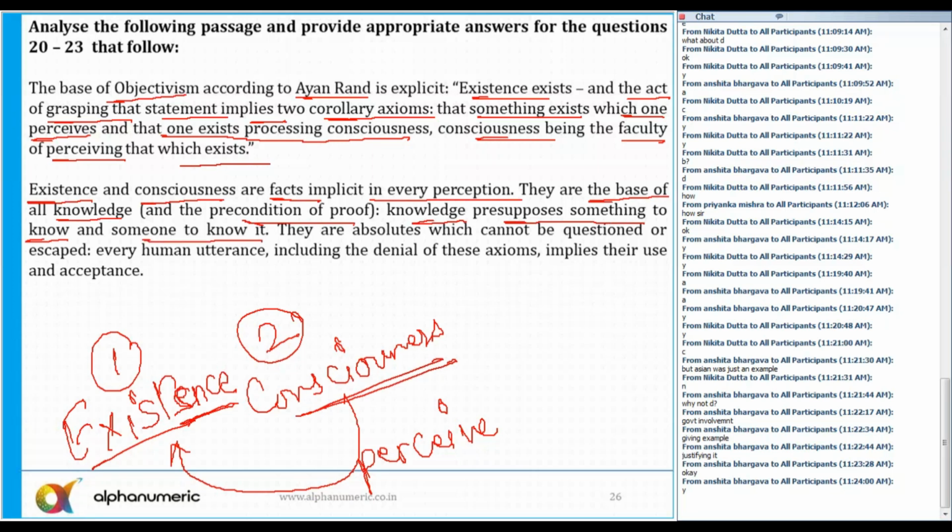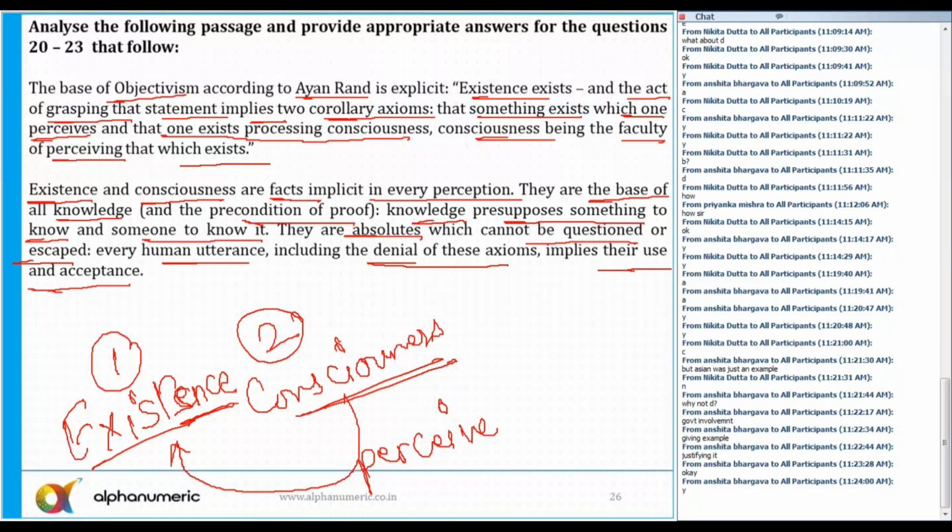Yes or no? Because if there is knowledge here, but there is no one to know it, then how will you come to know about the knowledge? So they are the absolutes which cannot be questioned or escaped. Every human utterance, including the denial of these axioms, implies their use and acceptance. Even if you say something does not exist, you have to have consciousness to perceive that it does not exist. अगर आप perceive ही नहीं कर सकते, how will you say it does not exist? So for knowledge, these are two things that are absolute: existence and consciousness, so that you can perceive it.